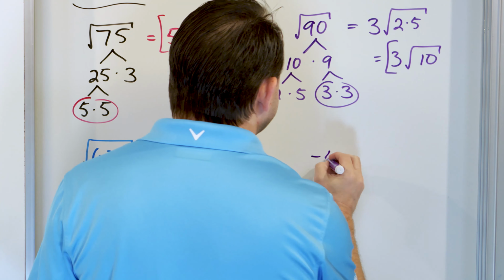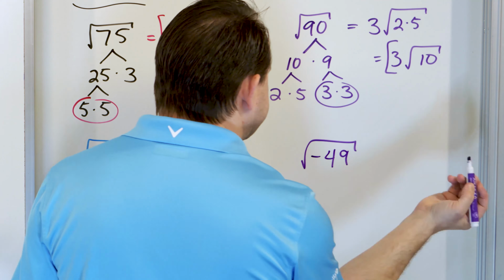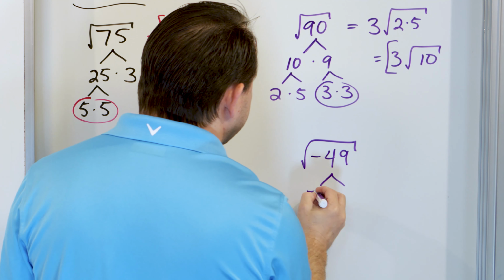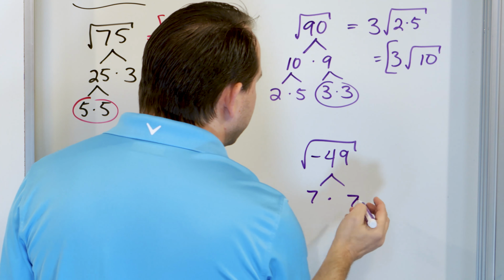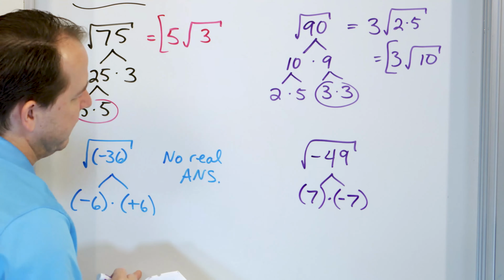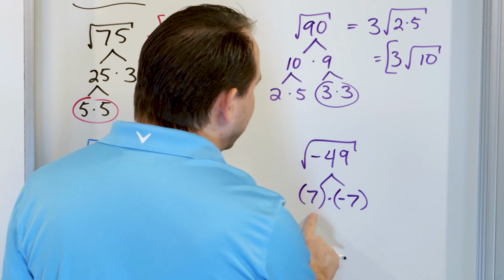Same thing with negative 49. If I take the square root of that, I think, well, what times what will give me that? I know 7 times 7 works, but 7 times 7 will give me positive 49. So really the only way it works is if it's 7 times negative 7. That'll give me the negative 49, but these aren't a pair.